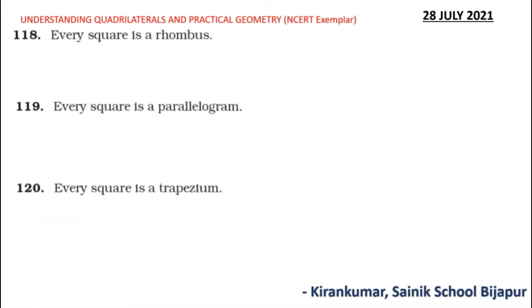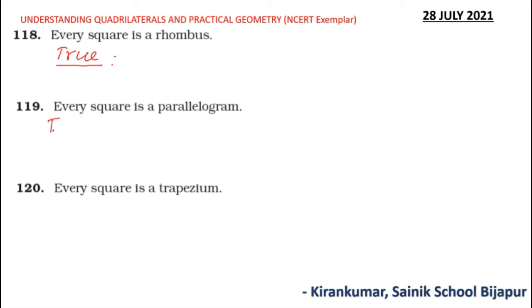Question number 118. Every square is a rhombus. This statement is a true statement because whatever the properties of a rhombus are, they are all true in the case of a square.